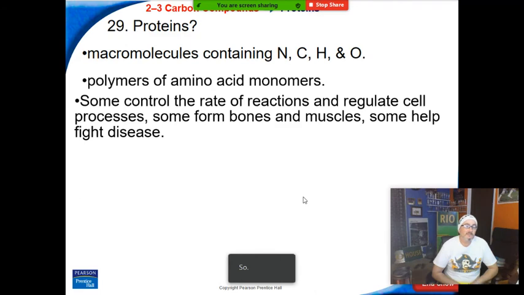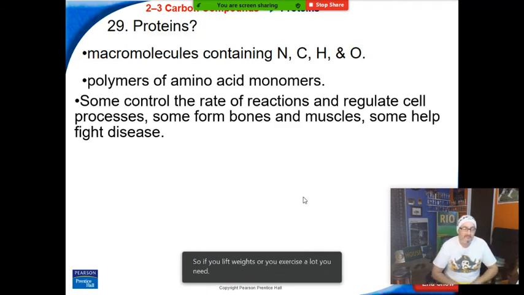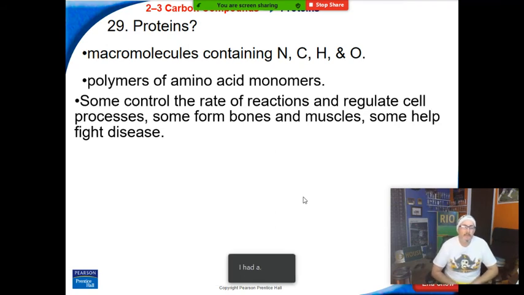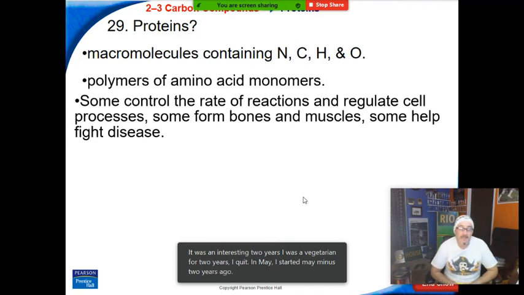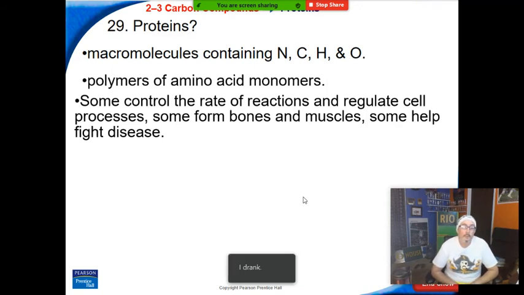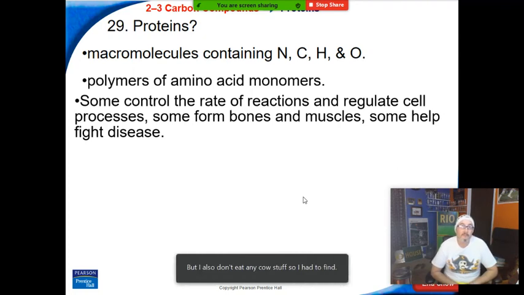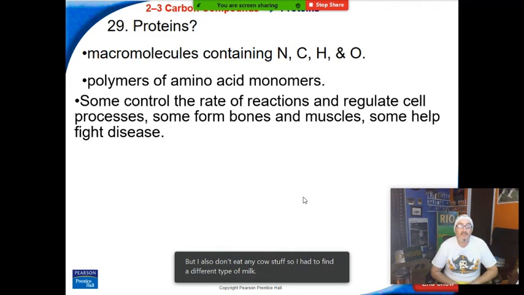If you lift weights or you exercise a lot, you need a lot of protein. It was an interesting 2 years. I was a vegetarian for 2 years. I quit in May. I exercise a lot, so it was kind of difficult for me to find good sources of protein. I drank milk, but I also don't eat any cow stuff. So I had to find a different type of milk and ate a lot of tofu. And lots of beans.